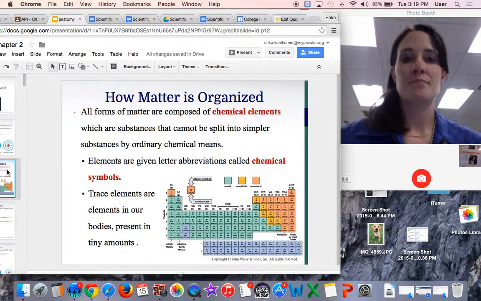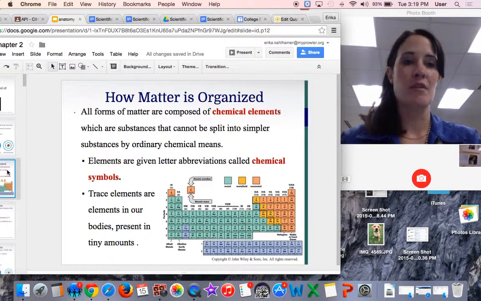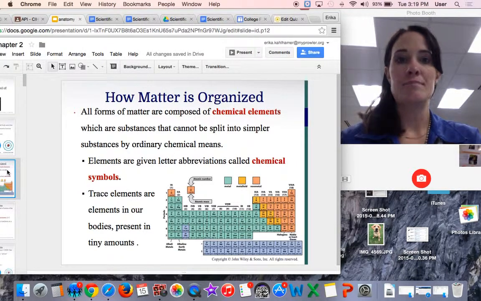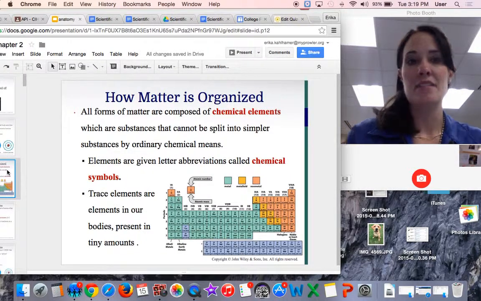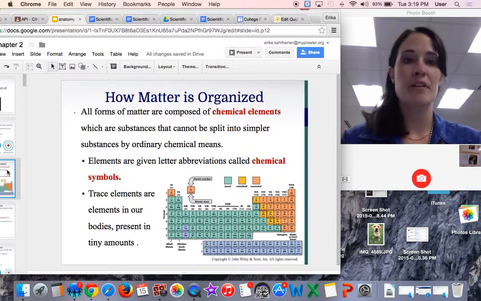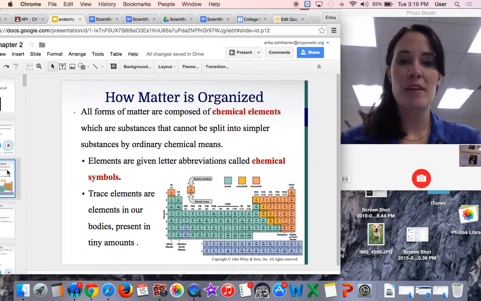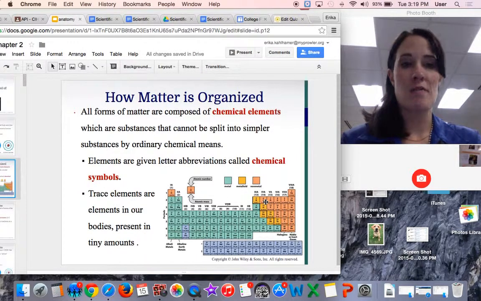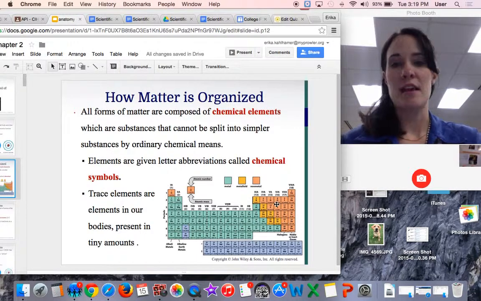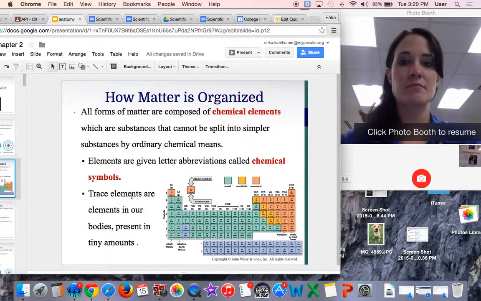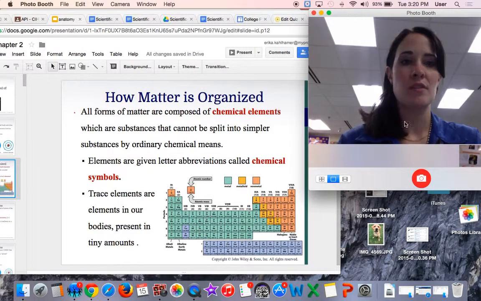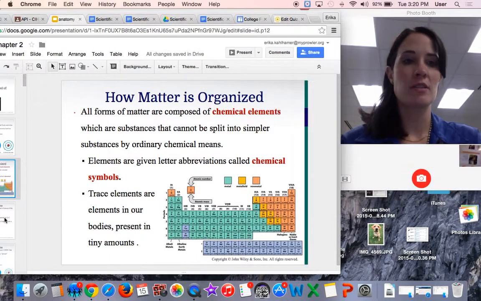So everything is composed of chemical elements, all forms of matter. And chemical elements are substances that cannot be split into other simpler things by chemical means. And they're given abbreviations, and you can see the abbreviations in a periodic table. Like carbon, for example, is a C. Nitrogen is an N. Our body, and in your book you have a periodic table, tells you that our body is mostly hydrogen, carbon, nitrogen, oxygen. We also have other elements in our body that are present in tinier amounts.